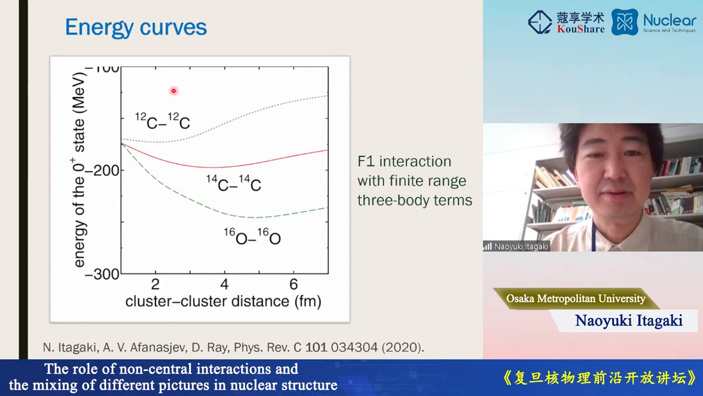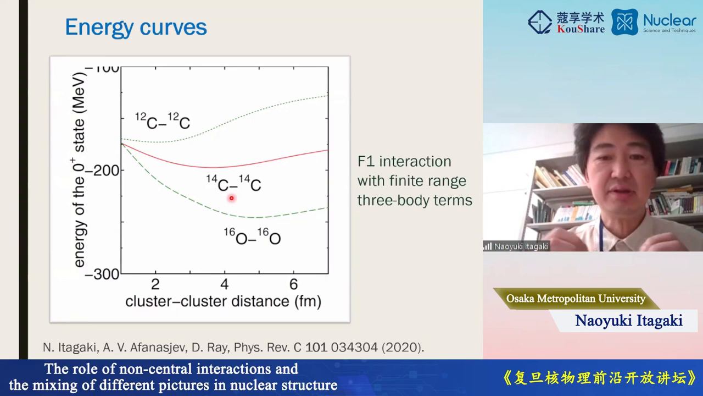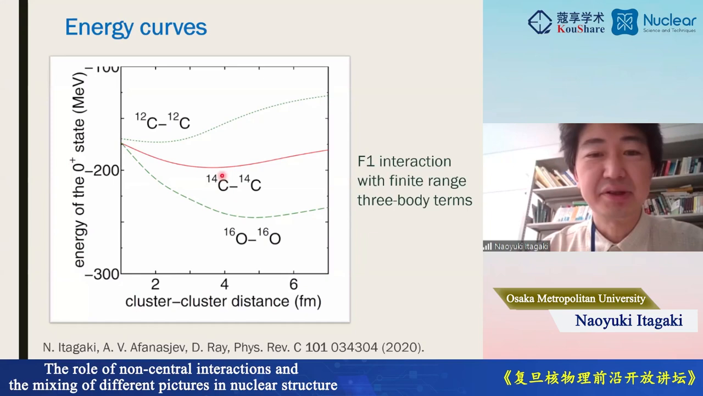But in the case of carbon 14 plus carbon 14, even if it gets closer, it doesn't go to the ground state of magnesium 28. Magnesium 28 ground state has a different configuration, which cannot be described by this carbon 14 cluster. Then they have a large distance between them. That is the difference between carbon 12 plus carbon 12 and carbon 14 plus carbon 14.